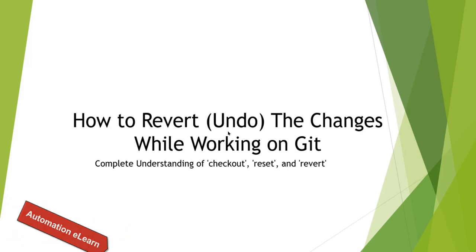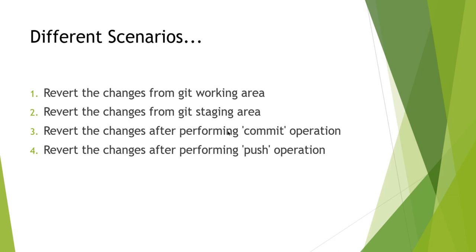So we are in the discussion of how to revert the changes while working on Git. Before that, we have already discussed the first three topics, where we saw how to revert the changes from the Git working area, from the Git staging area, and once we perform a Git commit operation. We have already seen that in our previous discussion.